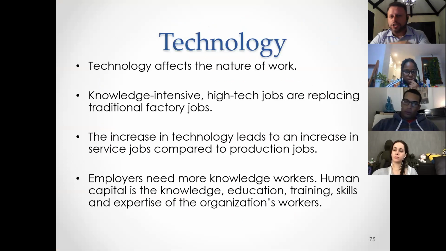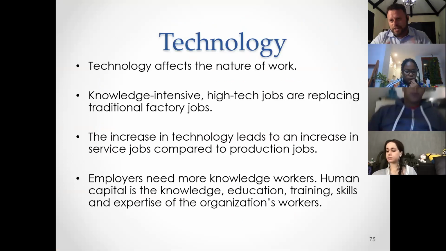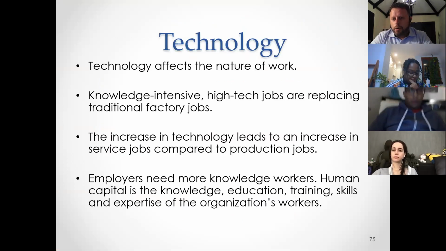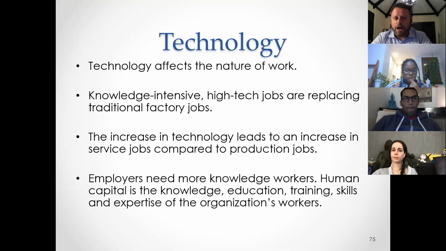The next big difference is technology. Obviously, as technology changes, that deeply affects the nature of work. Now most jobs are knowledge intensive, they're high tech. That's replacing traditional factory type jobs. We're getting more service jobs. So as an HR professional, you really need to understand how continuous education works. You need to understand things about online learning, whether it's Coursera and Khan Academy and online degrees and continuing education, and all of that stuff is much more important.